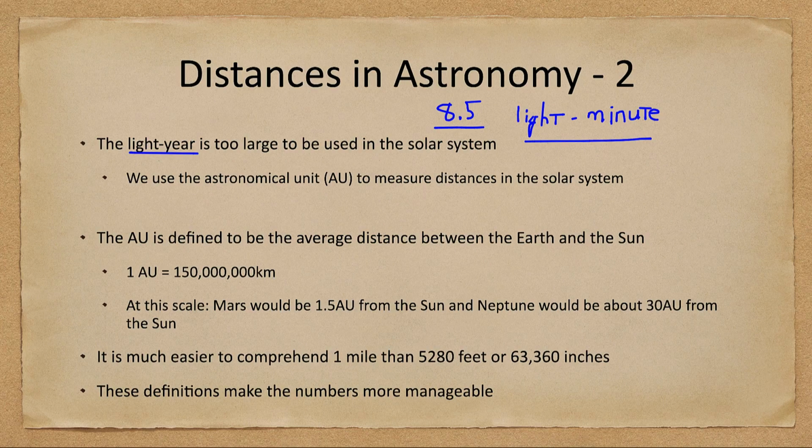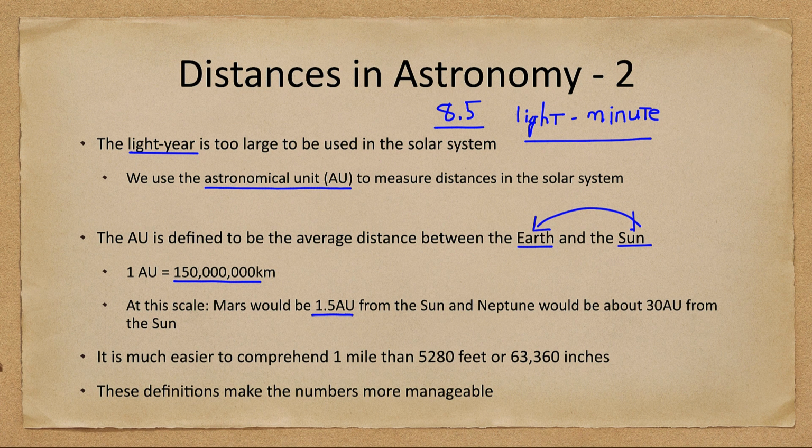We could talk about things being light minutes or even light seconds away within the solar system for things that are close. Typically within the solar system, though, we use what is called the astronomical unit. This does not depend on light, but actually depends on the Earth Sun distance, the average distance between Earth and Sun. One astronomical unit is 150 million kilometers. So if we want to talk about distances, it's a lot easier to say 1.5 astronomical units than 225 million kilometers. Neptune is 30 astronomical units away.